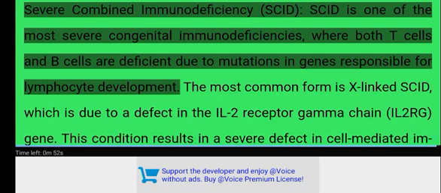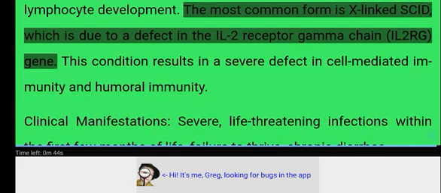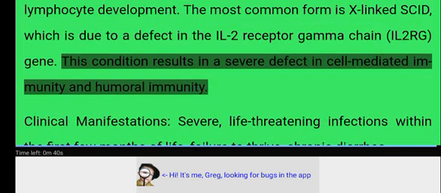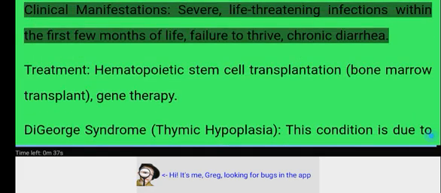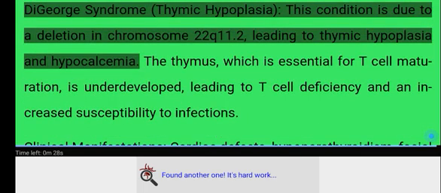T cell deficiencies, cellular immunodeficiency. Severe combined immunodeficiency (SCID). SCID is one of the most severe congenital immunodeficiencies, where both T cells and B cells are deficient due to mutations in genes responsible for lymphocyte development. The most common form is X-linked SCID, which is due to a defect in the IL-2 receptor gamma chain (IL-2RG) gene. This condition results in a severe defect in cell-mediated immunity and humoral immunity. Clinical manifestations: severe, life-threatening infections within the first few months of life, failure to thrive, chronic diarrhea. Treatment: hematopoietic stem cell transplantation, bone marrow transplant, gene therapy.